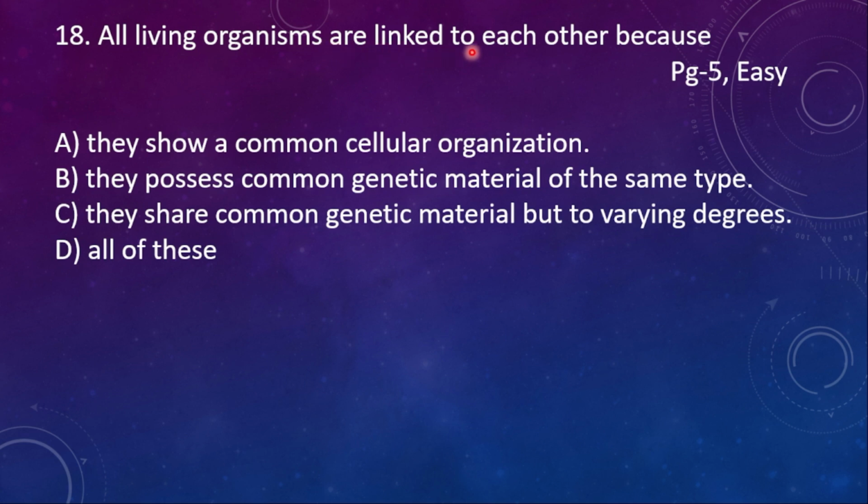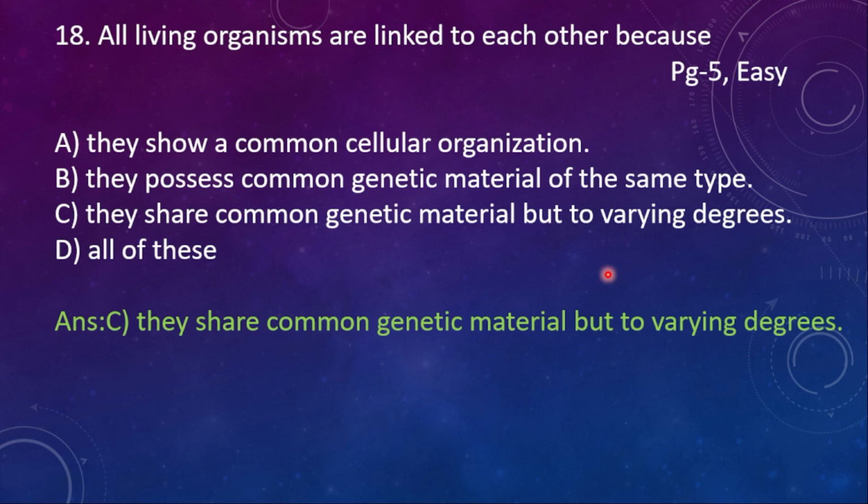All living organisms are linked to each other because they show a common cellular organization. They possess common genetic material of the same type. They share common genetic material but to varying degrees. Yes, of course, this is the correct one. All living organisms are linked in sharing common genetic material but to varying degrees, not in the same degree. From generation to generation, what happens? Common genetic material goes on varying. So the correct option is C.